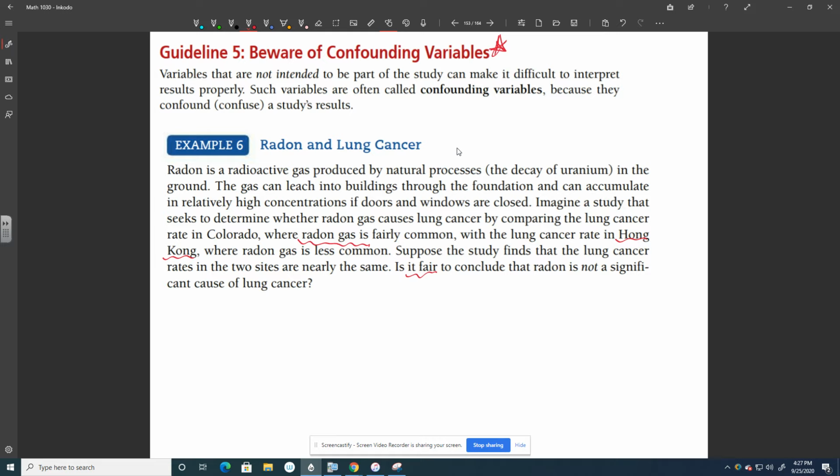So the fact that there are other things causing lung cancer makes smoking a confounding variable, okay? Because that can confuse our results, even though it's not part of the study.